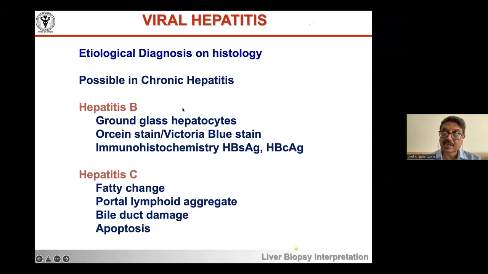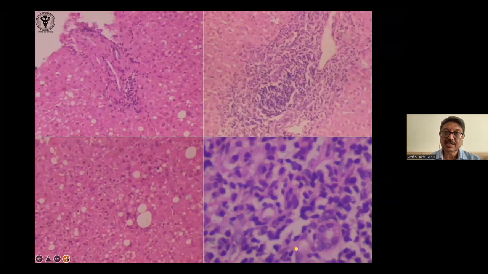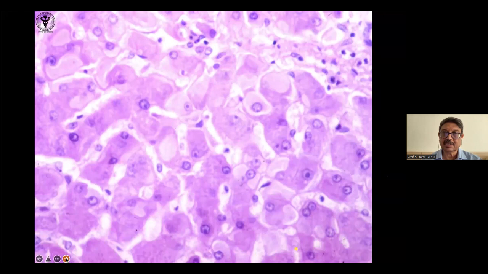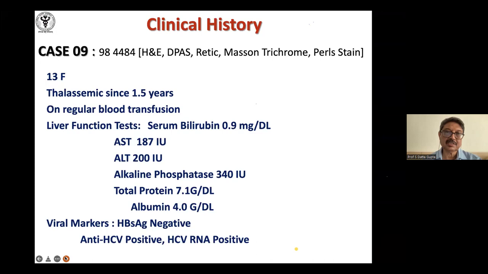Can you identify the etiology? Yes, hepatitis B, definitely. Hepatitis C, if there is fatty change, portal lymphoid aggregates, and so on. So this will be hepatitis C. You can get fatty change, we see it in about 25% of our cases. Hepatitis B has ground glass hepatocytes. You can do immunohistochemistry, orcein stain, and so on. The only things that look like this are after cyanamide therapy or Lafora bodies. You can do surface antigen, core antigen, and so on.